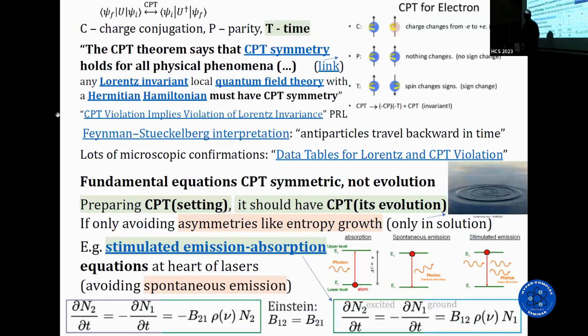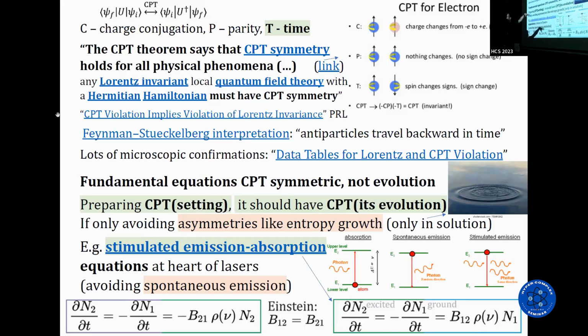Okay, so what is the CPT symmetry? The CPT symmetry is believed to be at the heart of modern physics. Quantum theories which are Lorentz invariant and local have to be CPT symmetric. So it is necessary for modern physics. It says that when performing this charge, parity and time transformation, the equations of physics should be the same. So if you perform the setting, it should behave the same.